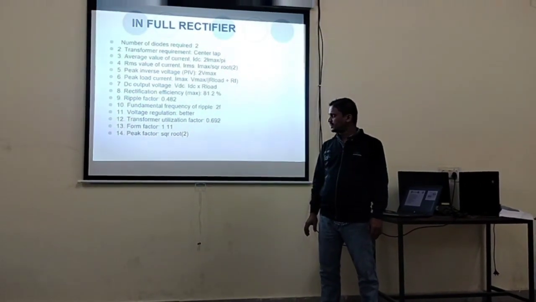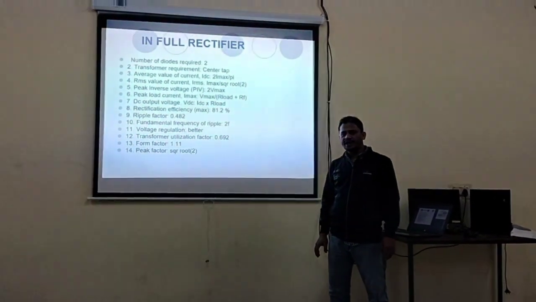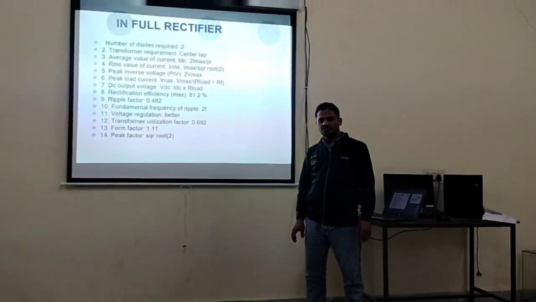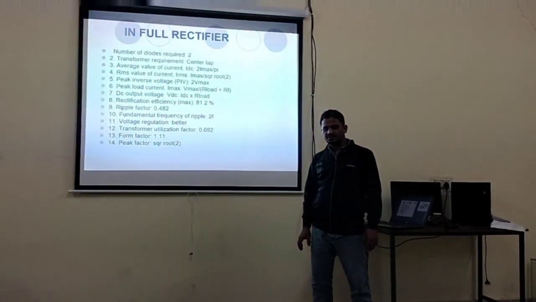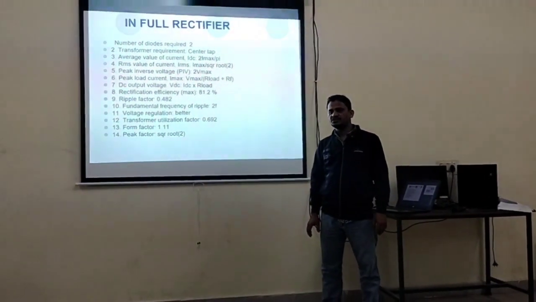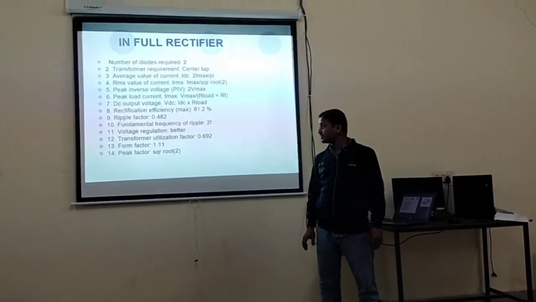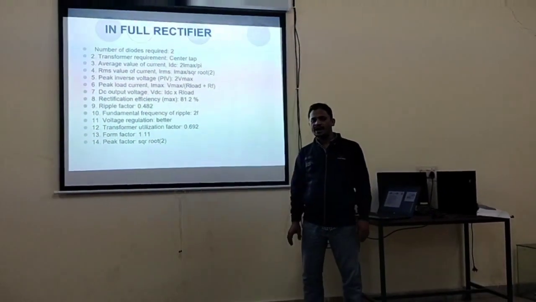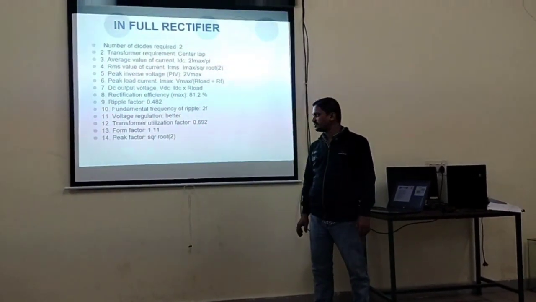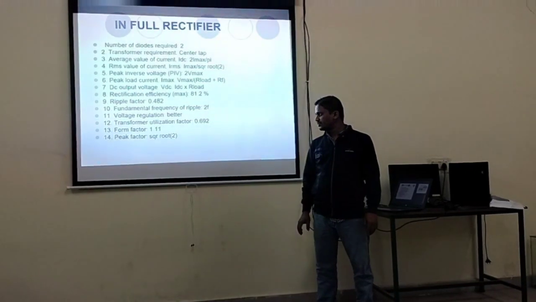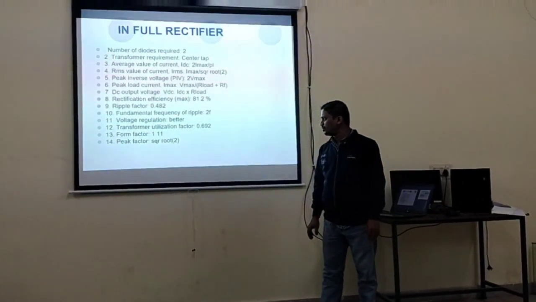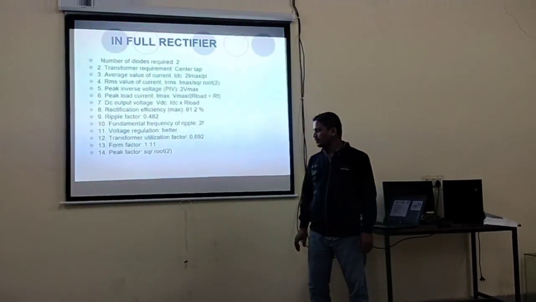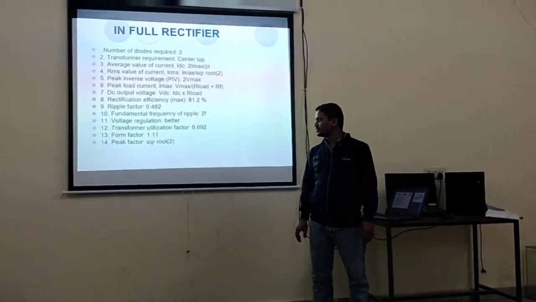Next, point number 8, rectifier efficiency is 81.2 percent. What is the efficiency? It is the DC output power divided by the AC input power, times 100. In the half wave case it is 40.6, and in the full wave case it is double, 40.6 plus 40.6, that is 81.2. Point number 9, ripple factor: in the half wave case it is 1.21, and in the full wave case it is 0.482. Point number 10, the fundamental frequency of ripple is 2 times the frequency. Transformer utilization factor is 0.692.